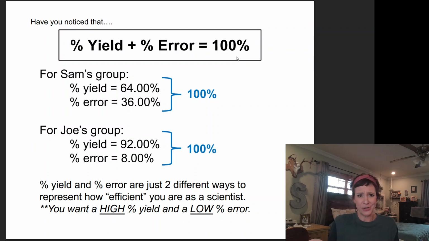So that's our cute little lesson on percent yield and percent error. It's just two different ways to represent how efficient you are as a scientist, okay? And we're going to actually continue on with this concept when we get into stoichiometry, because I will have you do fun things like calculate your percent yield from a lab experiment according to the stoichiometry value that you should have gotten. So this is very exciting for us. Welcome to stoichiometry. I cannot wait to dive into the first lesson on stoich next.